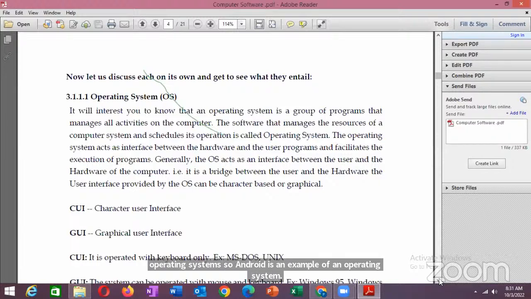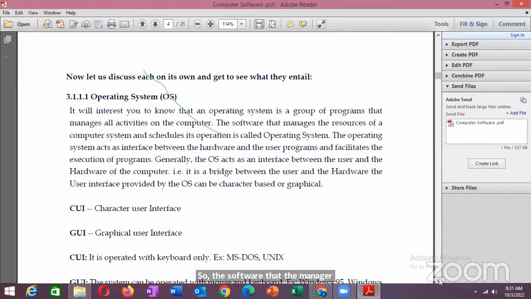The software that manages the resources of a computer system and schedules its operation is called the operating system. The operating system acts as an interface between the hardware and the user programs and facilitates the execution of programs. Generally, the OS acts as an interface between the user and the hardware of the computer.